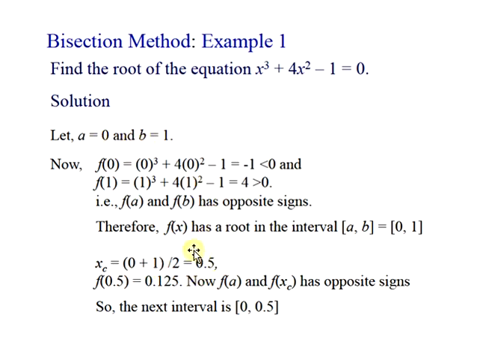Now we calculate f of this value, that is f of 0.5. You substitute 0.5 here, then you will get f of 0.5 is 0.125. See, this one is a positive quantity. Now this f of 0.5 and f of a, that is f of 0, are of opposite sign. So now the root will be between 0.5 and 0. Now we take the average of these values, that is the new xr, 0 plus 0.5 by 2, that is 0.25. Again we substitute and see what is the sign of this one, and we continue this way, and we can finally estimate the approximate root of this equation.